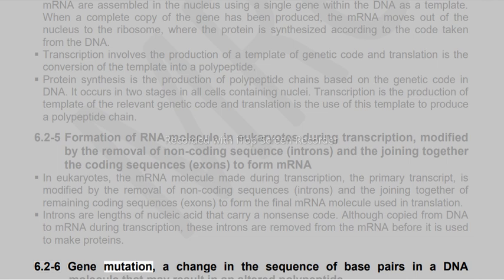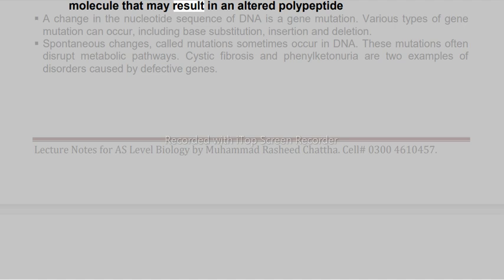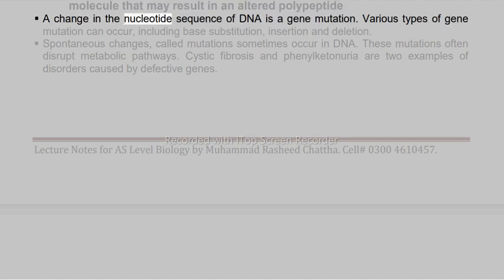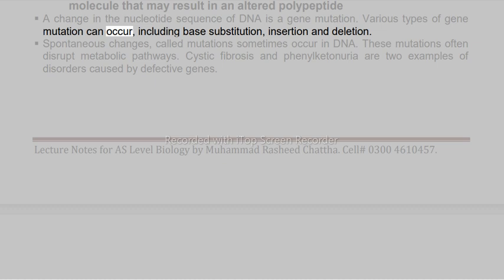6.2-6 Gene mutation, a change in the sequence of base pairs in a DNA molecule that may result in an altered polypeptide. A change in the nucleotide sequence of DNA is a gene mutation. Various types of gene mutation can occur, including base substitution, insertion, and deletion.